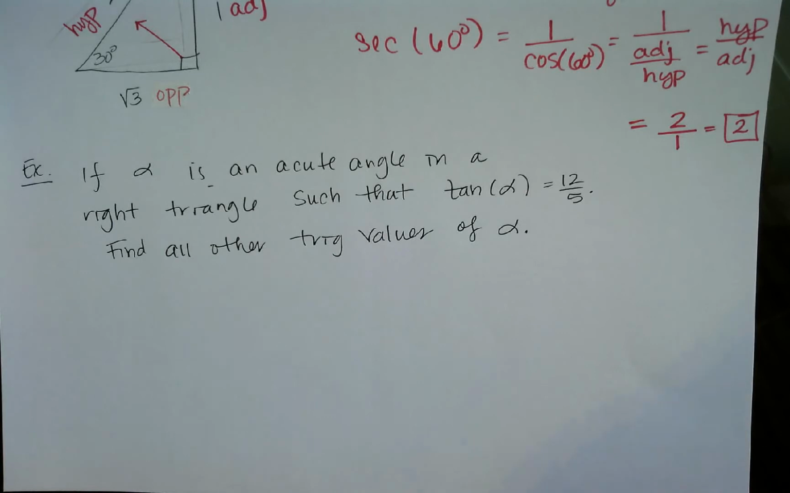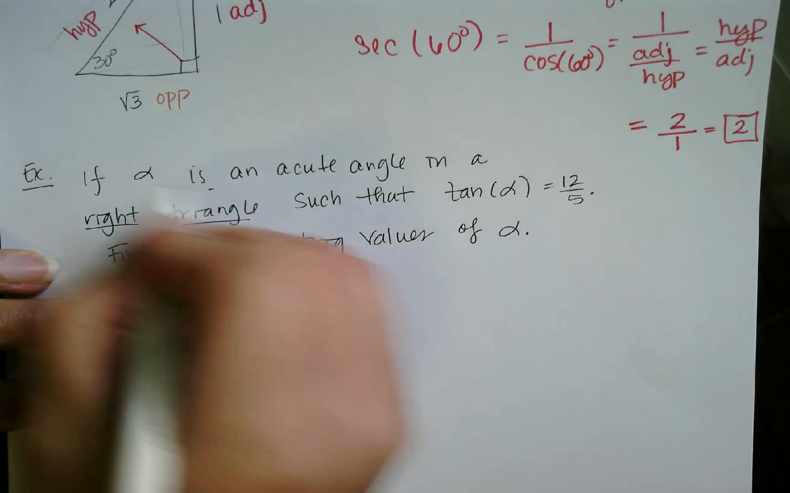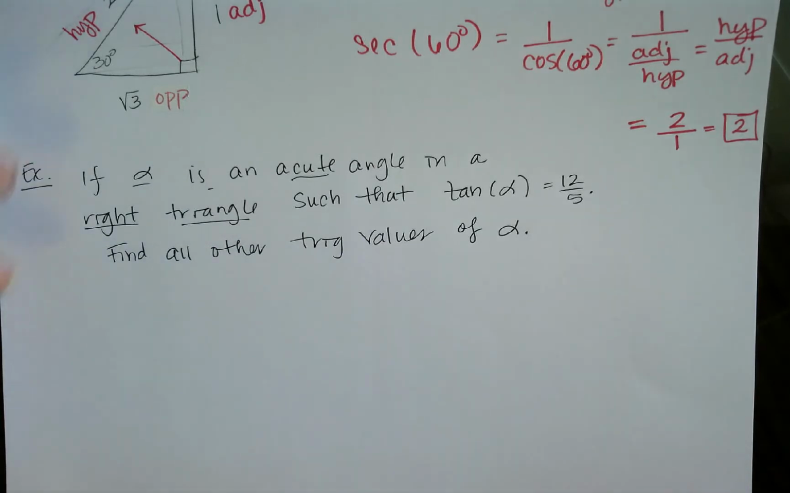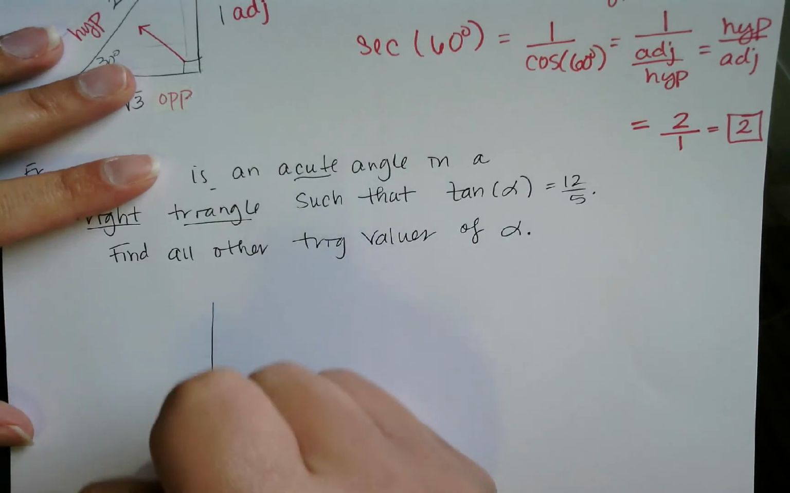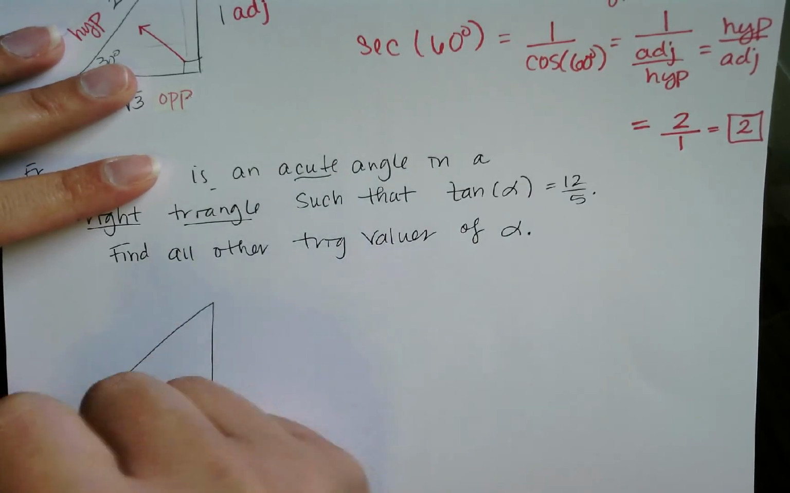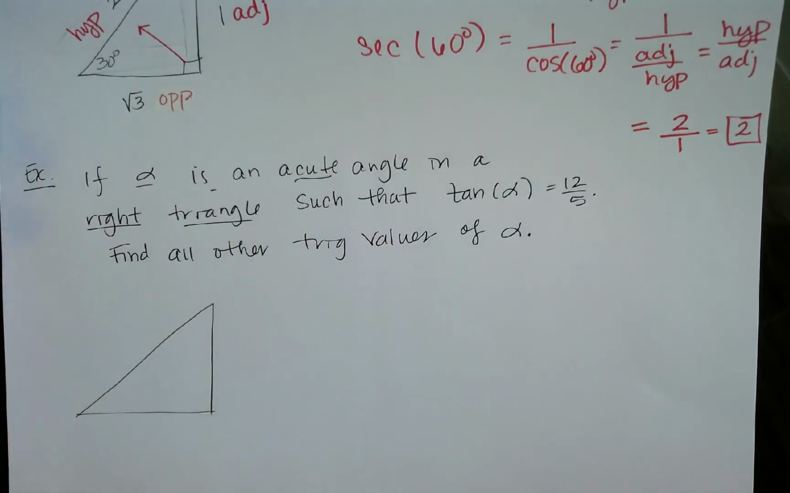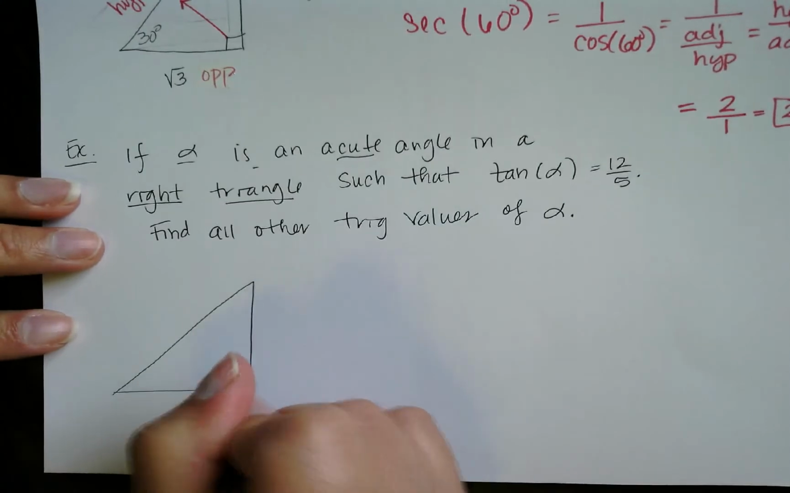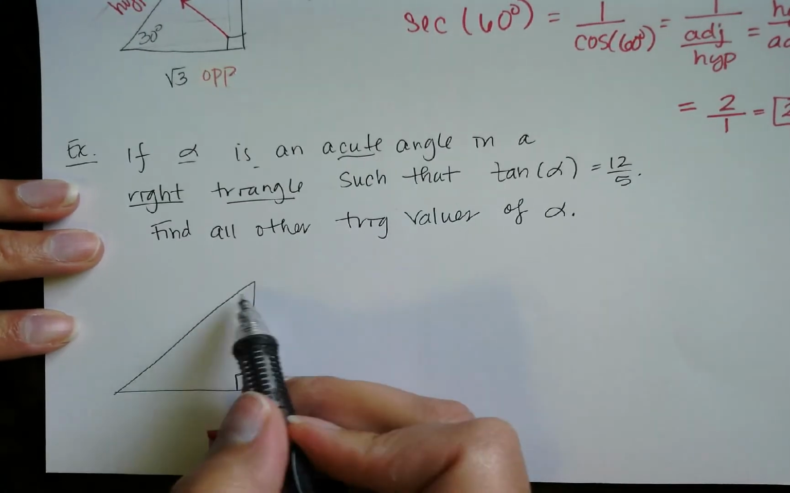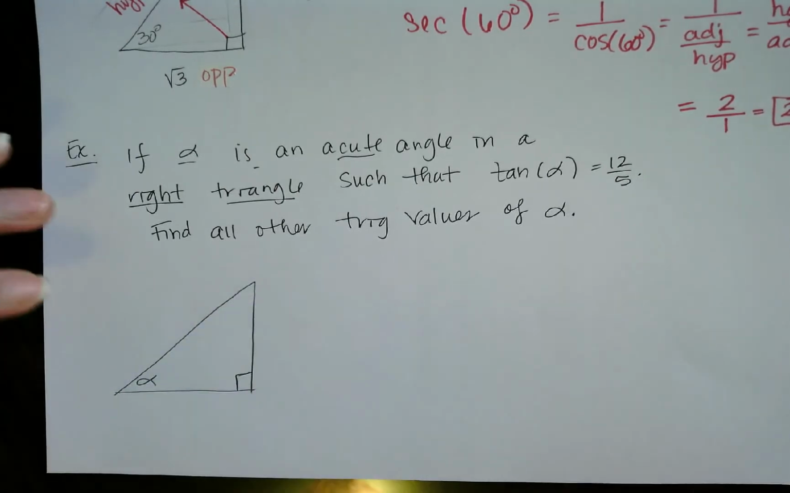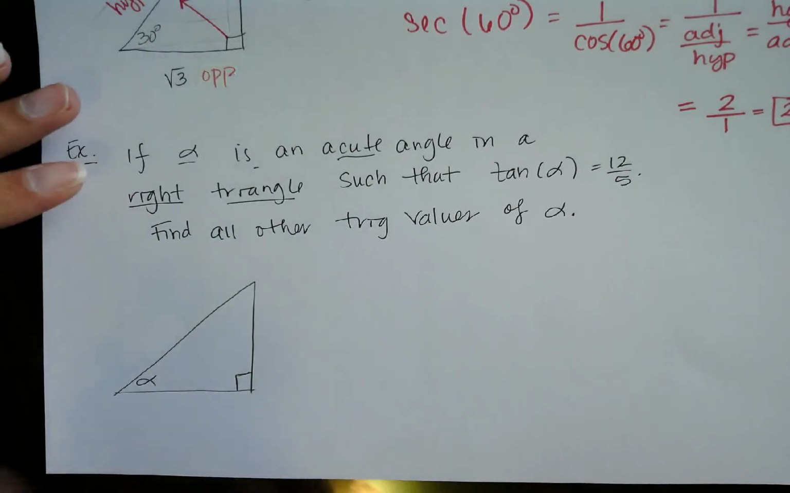Alright, so where should we start? With the picture. If alpha is an acute angle in a right triangle, so we got a right triangle, and alpha is an acute angle, such that tangent of alpha equals 12 over 5. Find all other trig values. Alright, let's draw a picture. We get a right triangle, and alpha is one of the acute angles, so here's my 90-degree angle. You can pick alpha to be the upper top corner, the lower left corner, it doesn't matter. I'll just do lower left.